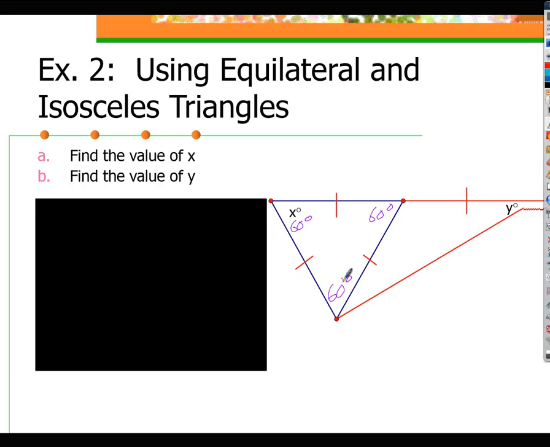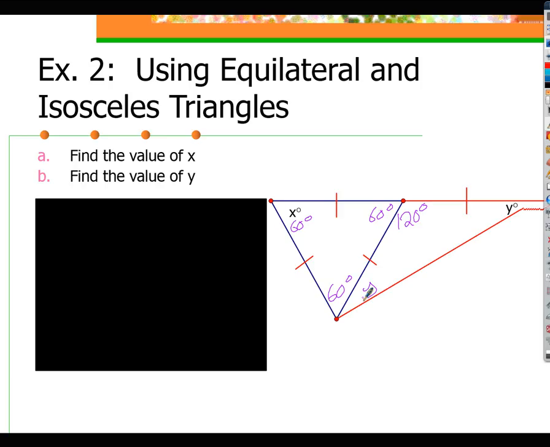The other part on the 60 right there. What's that going to be? 120. Okay, 120. And there's something unique about this red triangle. What do we know about the red triangle? It's isosceles, so what's this one going to be? It's going to be y also. If that's y, then this is y, right? 30. And so, what's left over?